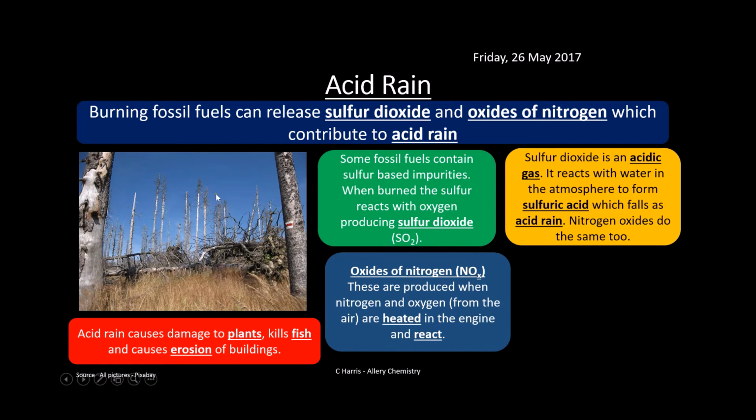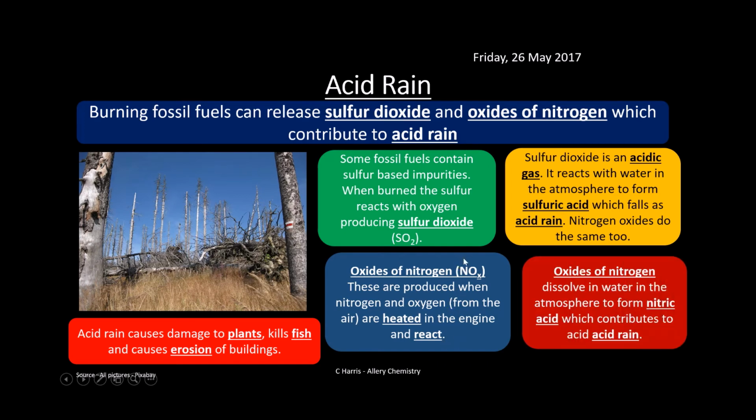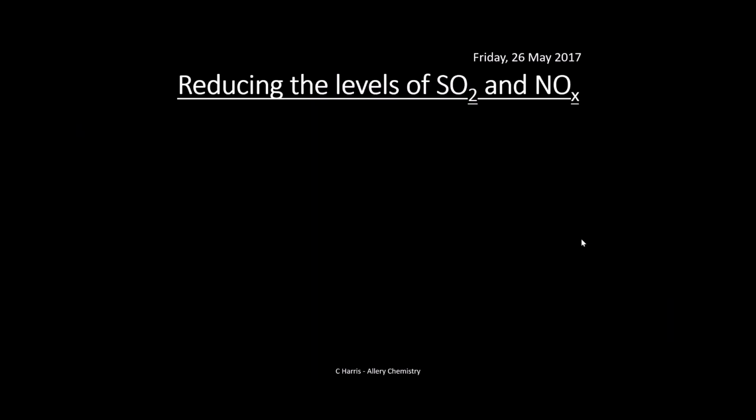So, like I say, oxides of nitrogen, as we're talking about here, are produced when nitrogen and oxygen naturally found in the air are heated. In a car engine, it gets really hot, and there's enough energy for them to combine and form these oxides of nitrogen. Sometimes it's written as NOx with a little x, and basically these are not very good either. They dissolve in water and form nitric acid, which contributes to acid rain. So we've got two things there that are a bit of a concern.